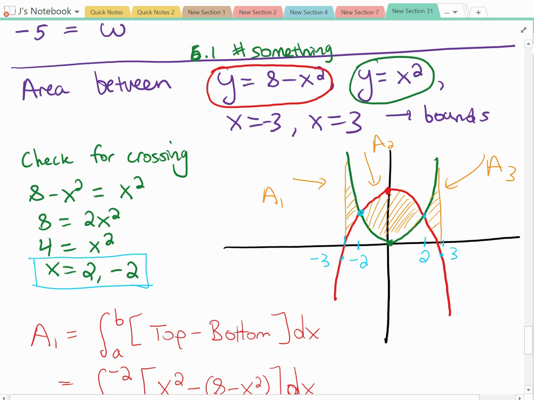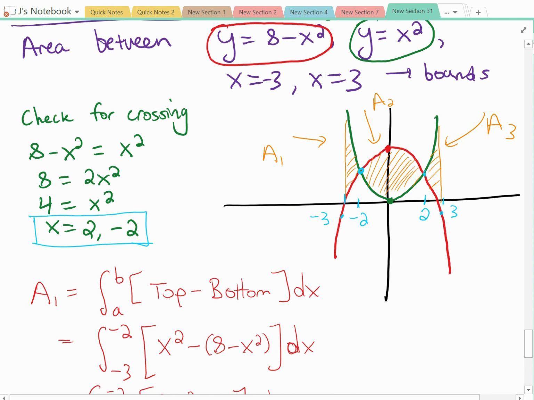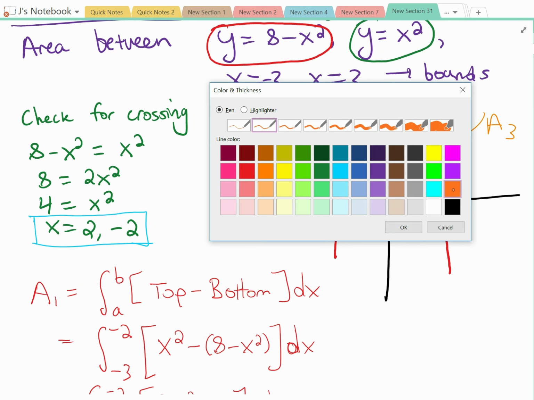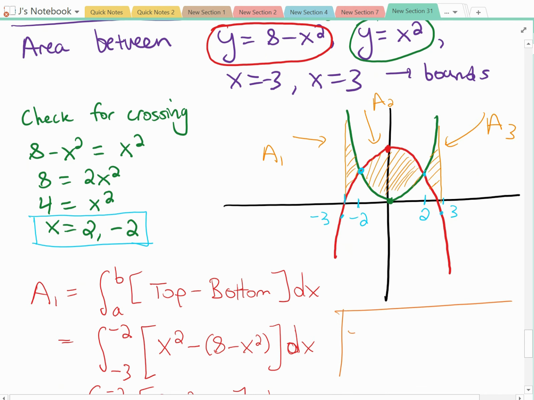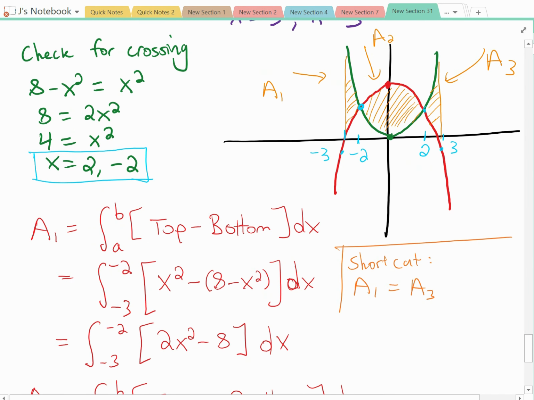So there are tricks you can use. You can do it the straightforward way, doing all three integrals, which takes more time, or use a shortcut. Here's a shortcut: A1 is equal to A3, and the other shortcut is A2 is equal to twice the integral from 0 to 2 of top minus bottom, of 8 minus 2x squared.